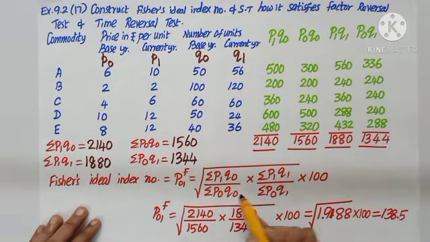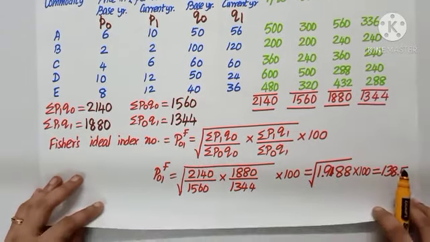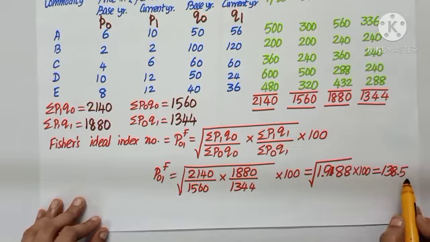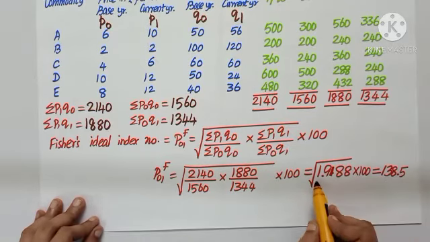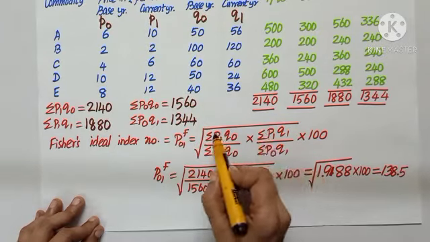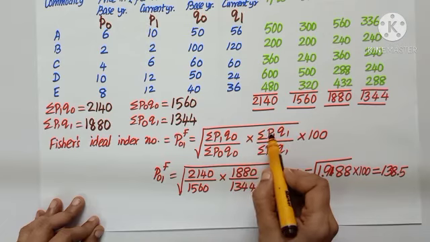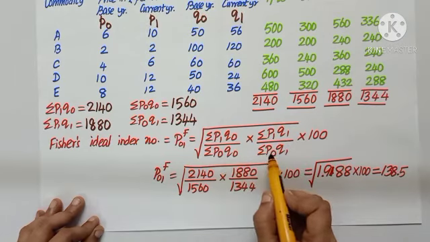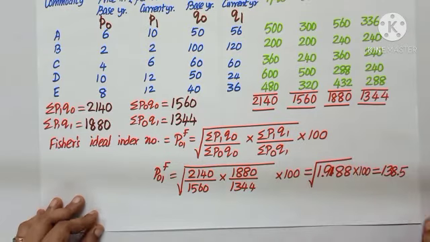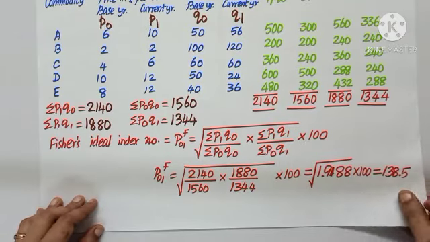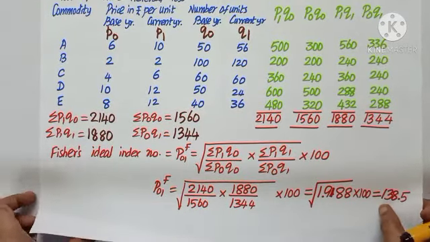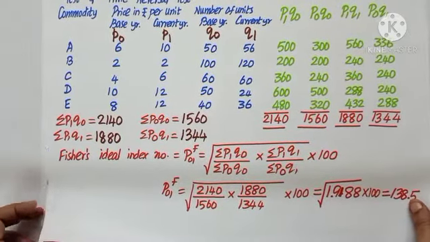And we know Fisher's index number formula. As we substitute, we get the answer 138.5. Never forget to find the square root. As we substitute, multiply, use your calculator. First multiply the two, divide, find the square root and then multiply by 100. Now, we need to show it satisfies time reversal and factor reversal tests.